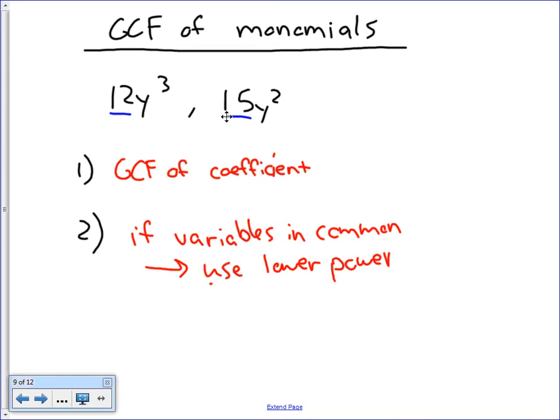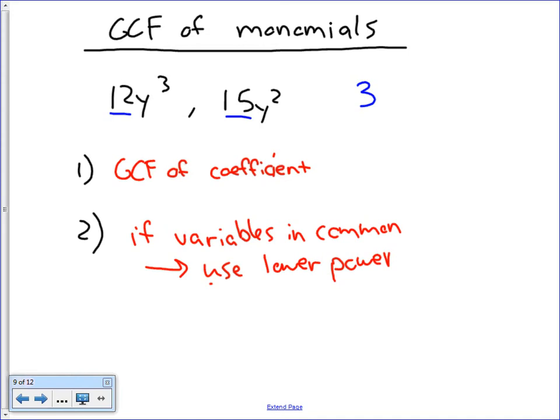Step two, if the monomials have variables in common, then we're going to use the lower power. So let's use this one for an example. The greatest common factor of the coefficients, 12 and 15, that's going to be 3. Okay, so 3 is the biggest number that divides 12 and 15.